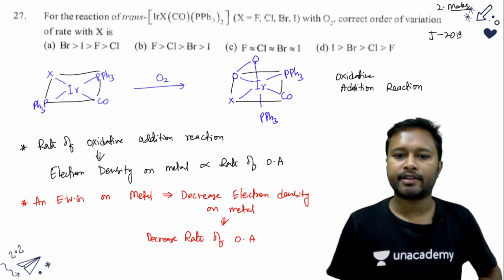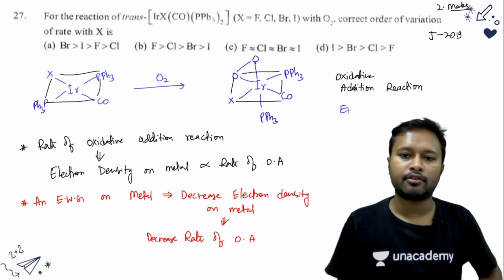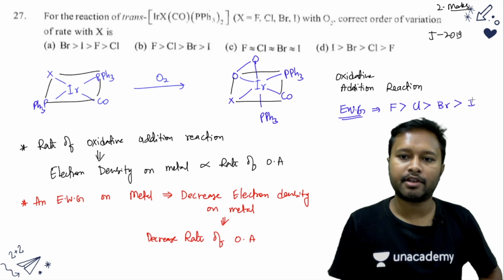So let's write down the order of electron withdrawing nature. Among electron withdrawing groups, fluorine is the highest, then chlorine, then bromine, and the least one is iodine.